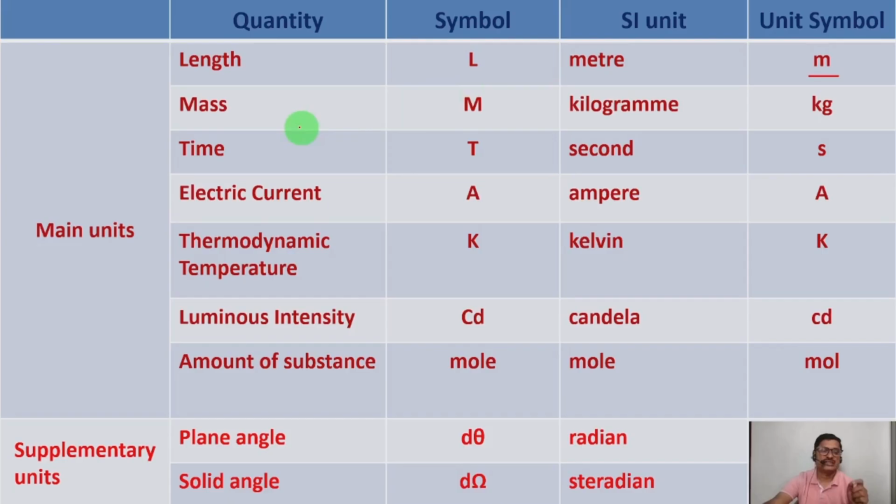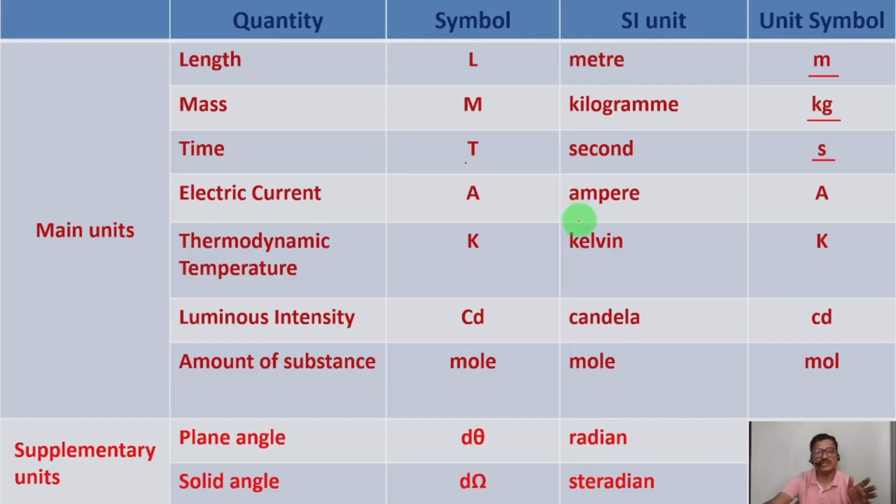That is length. The second one is mass, a physical quantity. The amount of matter is the mass, its symbol is m, and it is measured in the SI unit kilogram, with unit symbol kg. The mass of any commodity or any solid or liquid material, we measure in kilograms. Time: its symbol is t, and it is measured in seconds, with unit symbol s.